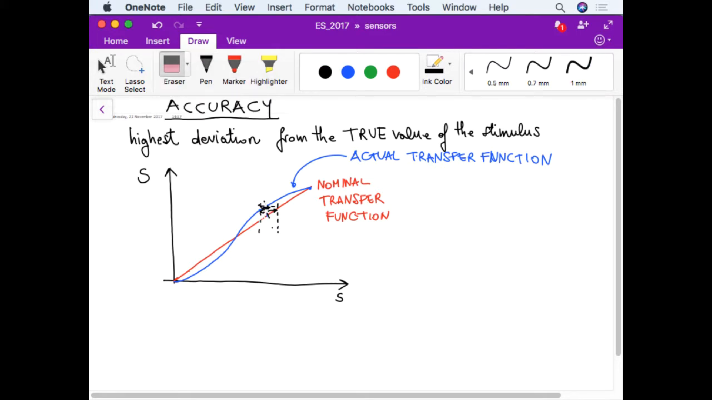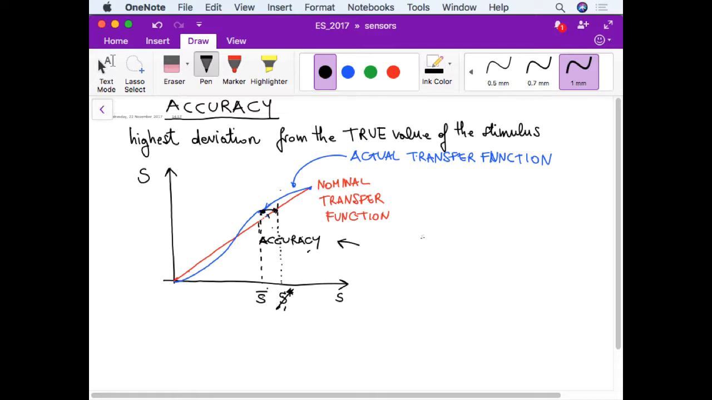There is this concept of true value in measurement. The true value is, as in common language, the actual value of the stimulus that I want to measure. So this is the maximum difference, and this is the accuracy of the sensor. So the maximum difference from the true value, let's assume it is this S bar, and the value that I measure is S star.